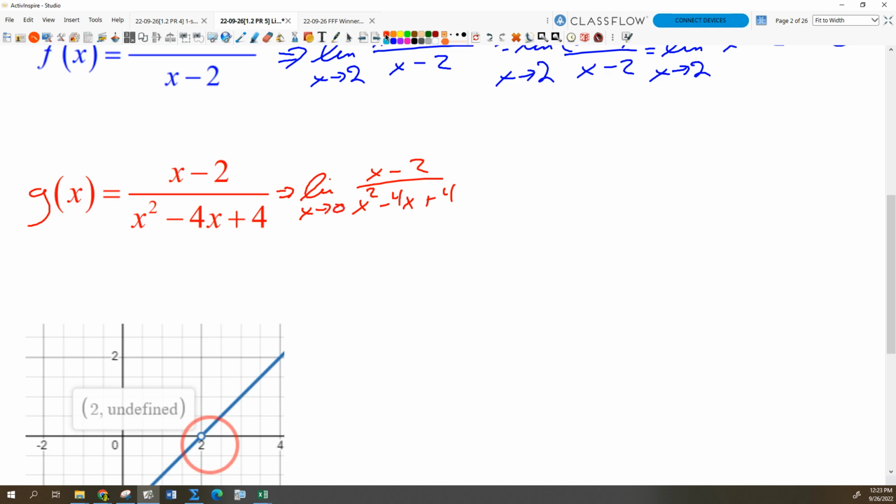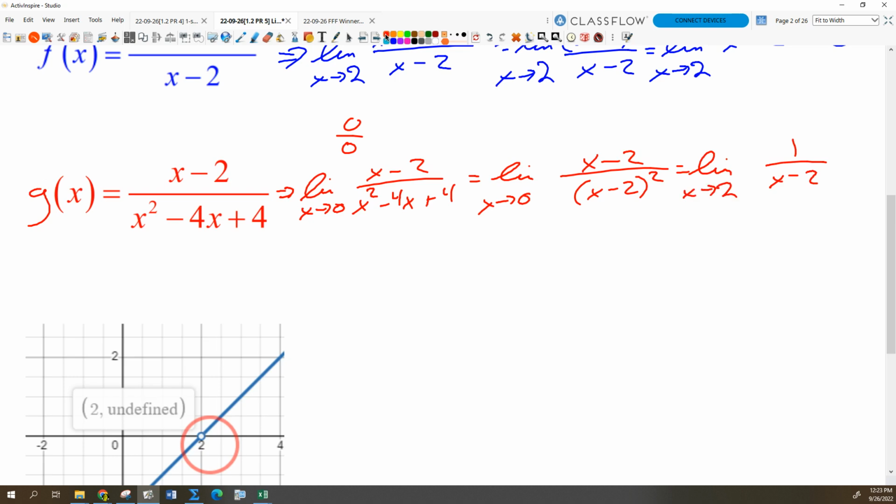Okay, everybody agree? Again, that's giving me 0 over 0, isn't it, if I try to evaluate this directly. But when I do more work this time, I get x minus 2 on the top and x minus 2 squared on the bottom. So when I simplify that, when I cancel the x minus 2's on the top and the bottom, I get the limit of 1 over x minus 2 as x approaches 2, which is 1 over 0.